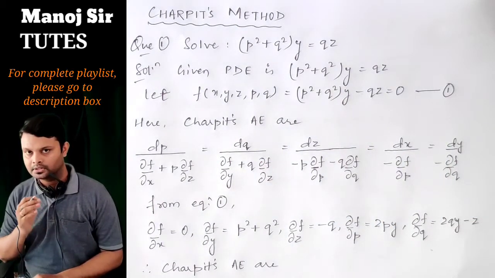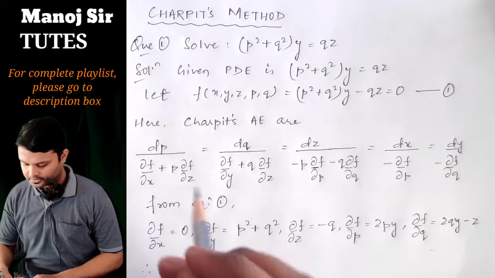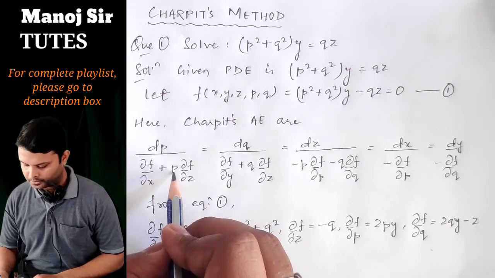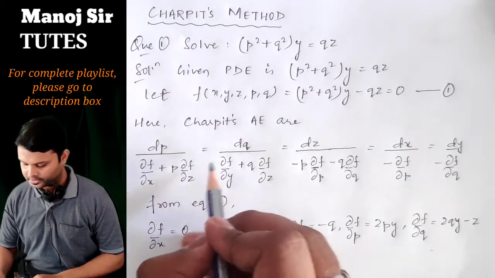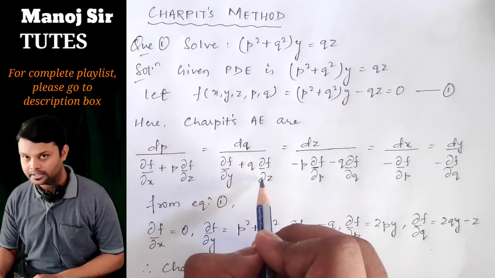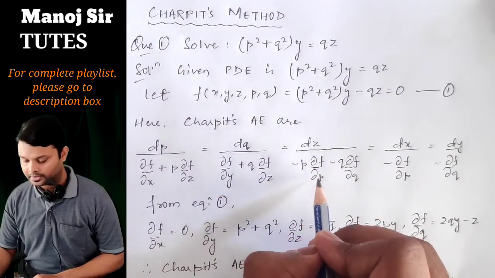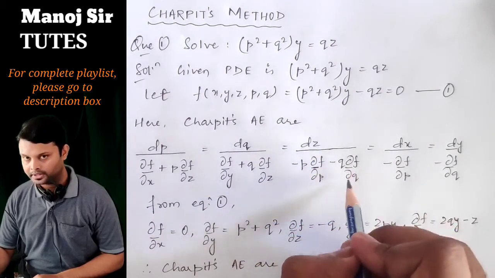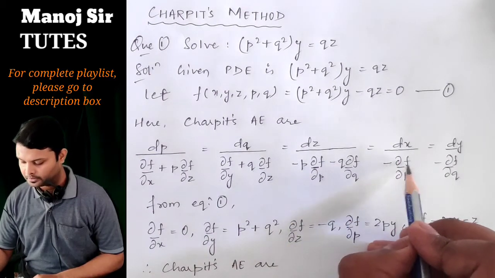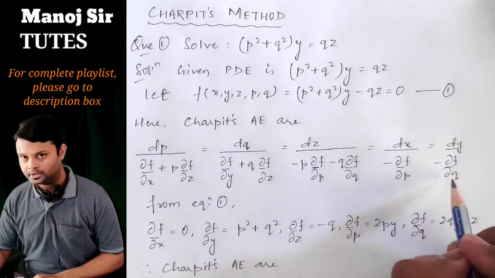Now we need to write the Charpit's auxiliary equation, or you can say Charpit's subsidiary equation. That is dp upon (del f upon del x plus p into del f upon del z) equals to dq upon (del f upon del y plus q into del f upon del z) equals to dz upon (minus p del f upon del p minus q into del f upon del q) equals to dx upon (minus del f upon del p) equals to dy upon (minus del f upon del q).